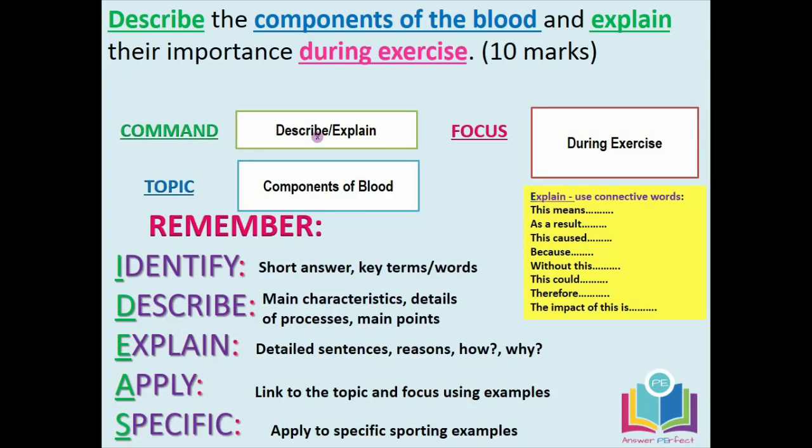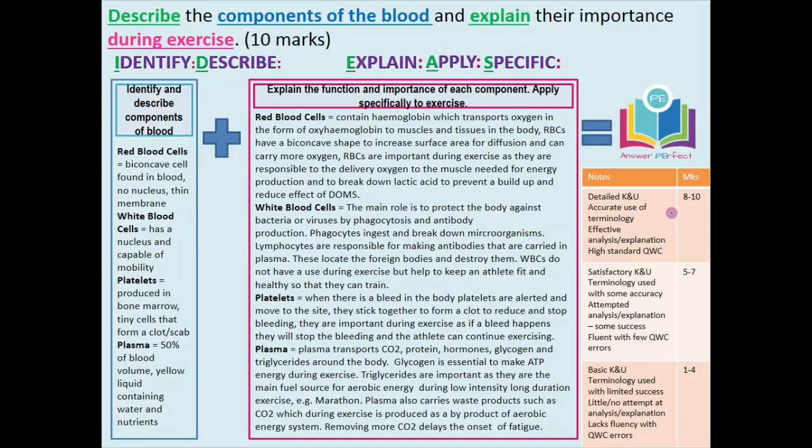So, the question, let's break it down then. Our command words are describe and explain. So we need to give lots of characteristics and details, and then explain how and why things are happening. We are looking at the components of the blood, and we know now there are 4, and we're looking specifically during exercise. Let's head over to the mark scheme. If we want to get 8 to 10 out of 10, we need to have detailed knowledge and understanding. We need accurate use of terminology, so you need to nail any definitions and key terms, and you also need an effective analysis and explanation, and of course high standard quality written communication.